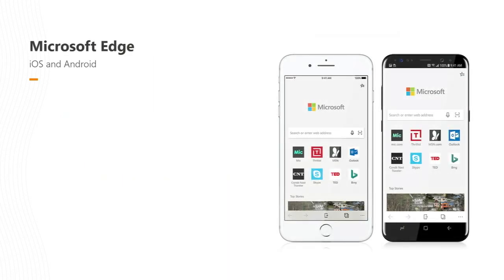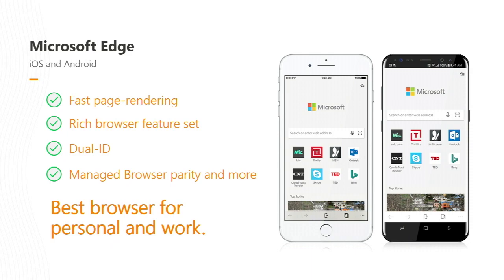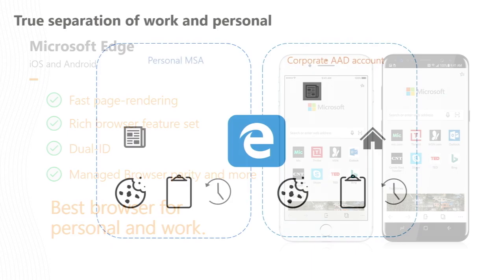However, with Microsoft Edge managed by Intune, you have fast page rendering, a rich browser feature set, and then really the cornerstone of the solution, which is the dual Microsoft IDs. So this is the ability, just like you have in Outlook and all your O365 apps, to have your work account and your personal account. It has managed browser parity and more. So this is really the best browser that you can possibly use, both for personal and work.